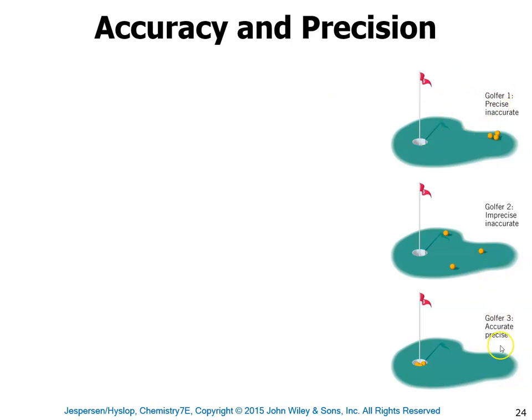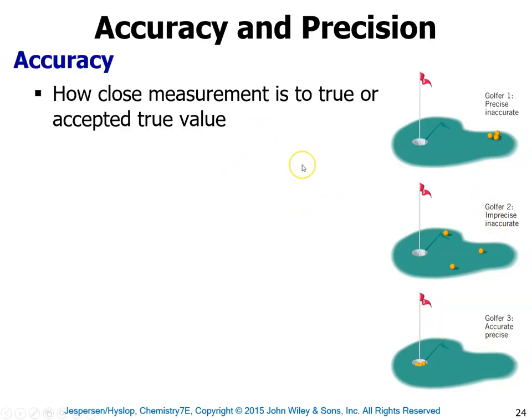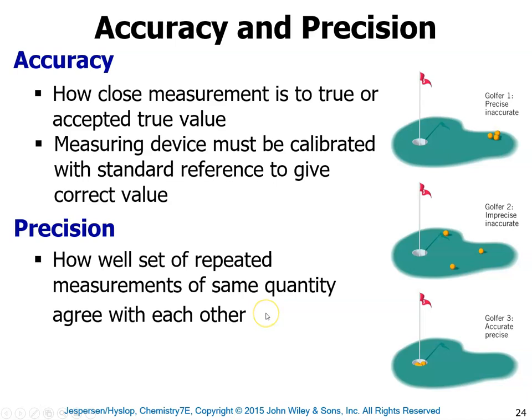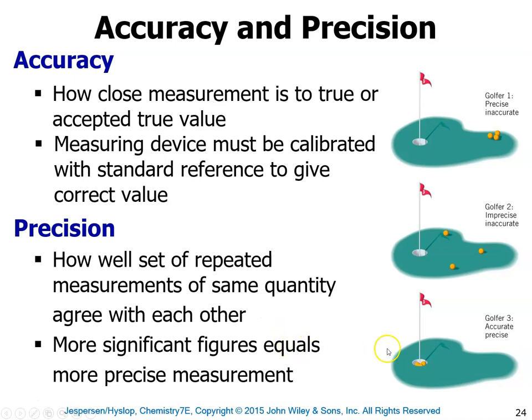So here are 3 different examples of accuracy and precision in use. Accuracy is the measurement of how close that measurement is to the true or accepted value. So the measuring device has to be calibrated with that reference that we talked about earlier a few times to give that correct value. Precision, on the other hand, is how well a set of repeated measurements of the same quantity agree with each other. And again, more significant figures allow for more precise measurement. So the more gradations between units, the easier it is to be precise.